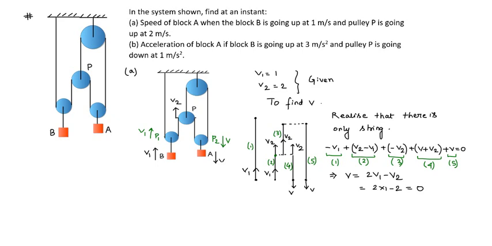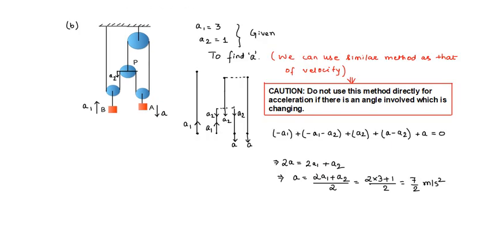So let us try to solve the second part. In the second part, we are given that block B has an acceleration a1 in the upward direction and pulley P2 has an acceleration a2 in the downward direction. So a1 is 3 and a2 is 1. We need to find the acceleration of block A. So I have assumed that, let us say, block A is moving downward and it has an acceleration a.